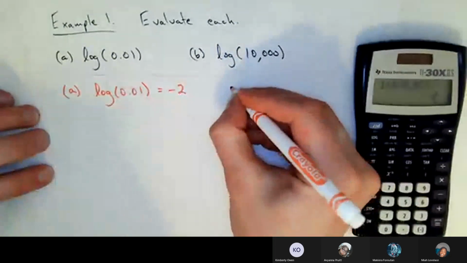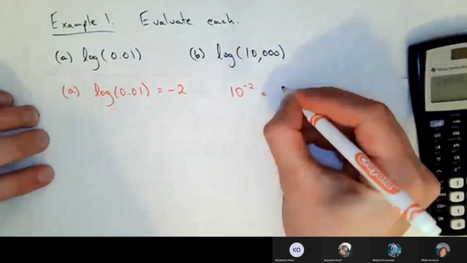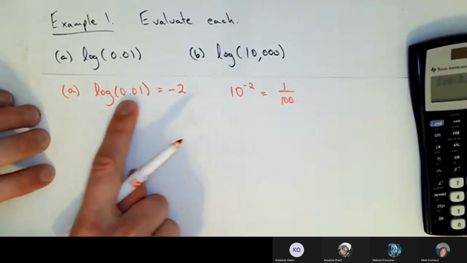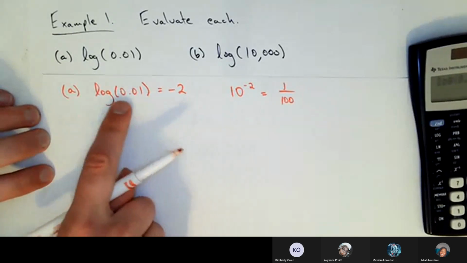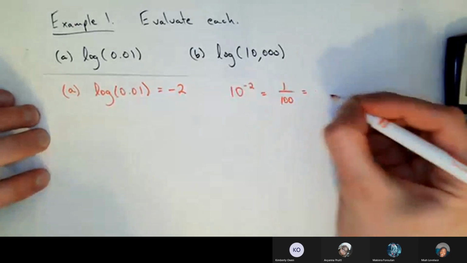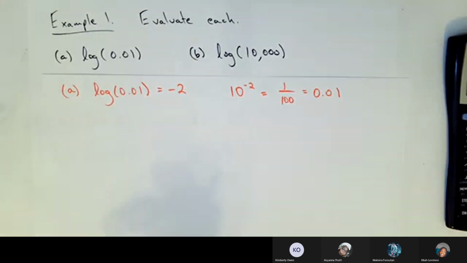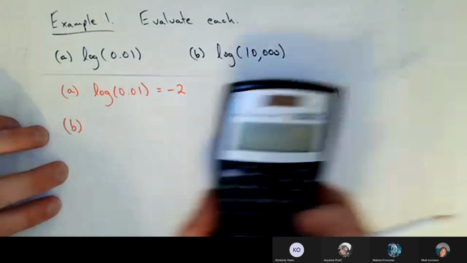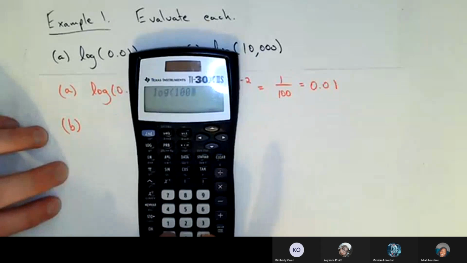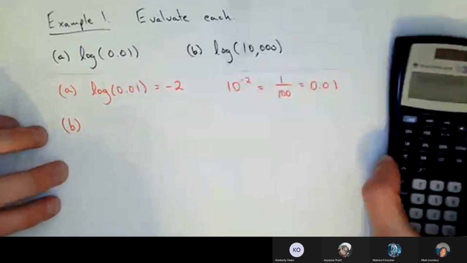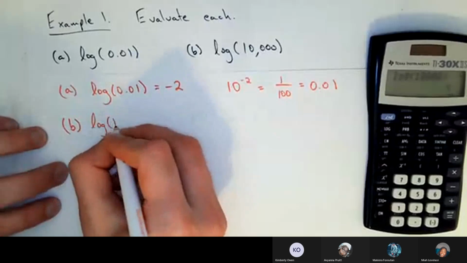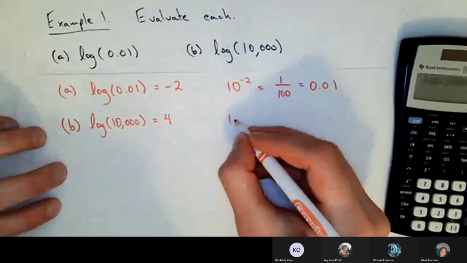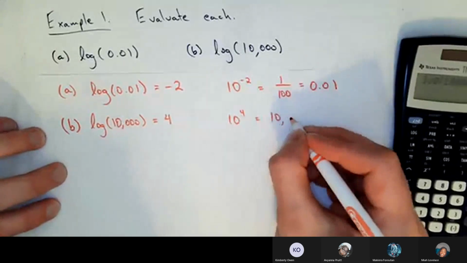Does this make sense? Well, keep in mind that 10 raised to the -2nd is 1 over 100. The base of this is 10, so 10 raised to -2 should give me this. Does it? Well, 1 over 100 is 0.01, so it works. Okay, B, log of 10,000 is 4. Does it make sense? Yes, because 10 raised to the 4th is 10,000.